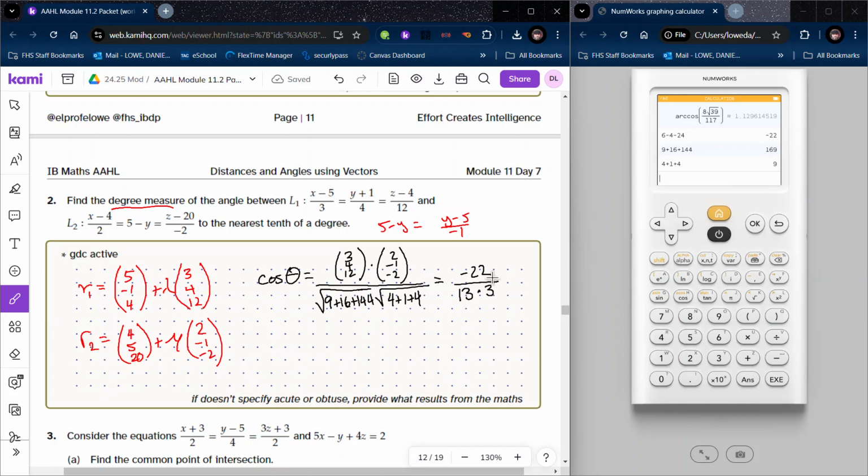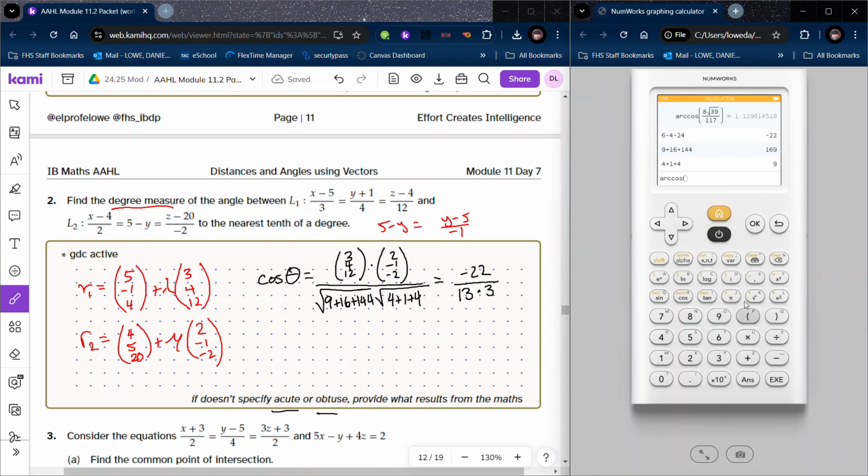All right, so the cosine of theta is going to be given by this value. Because the numerator is negative, I know that theta is going to be obtuse. If it's not specified whether it's going to be the acute or obtuse angle, provide what results from your mathematics. So in this case, it's going to be an obtuse angle. So we can go inverse cosine of -22 divided by 13 times 3. And that gives me a radian measure of 2.170, so it already is calculating my particular value that is going to be an obtuse angle.